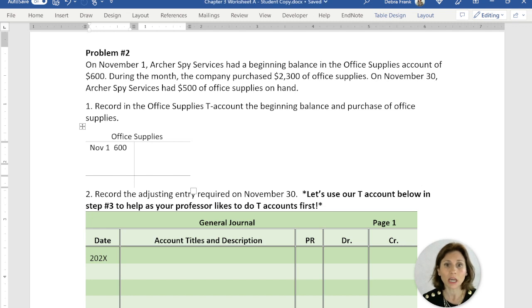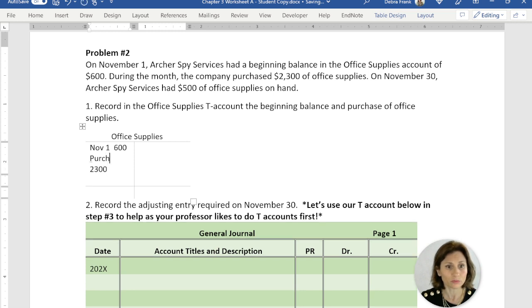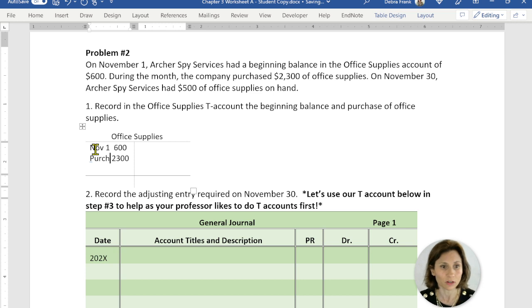And then we had a purchase, so I'm just going to write purchase, but you could probably write purchase and then the date if they gave you the date, but they just told us the purchases for November. And that was 2,300. Let's take away a space. There we go. So we can fit it all in one spot. And so we can see here we have our November 1st and then our purchases. That's all I wanted in that first part. That's fine. We're going to use this T account anyway to help us figure out our journal entry.